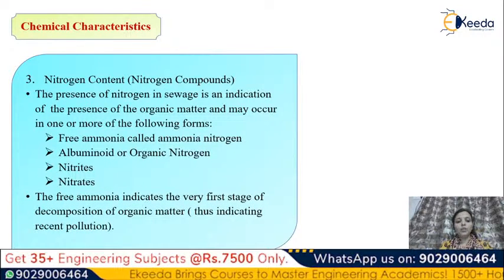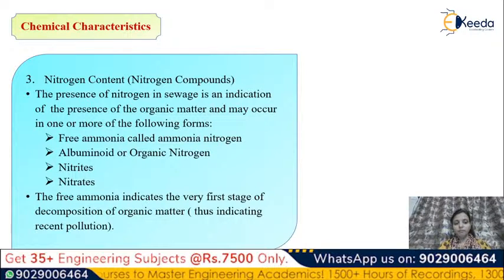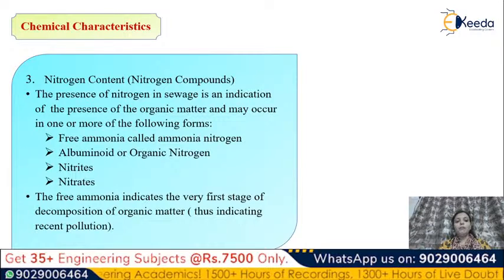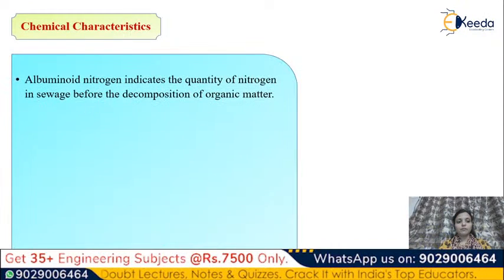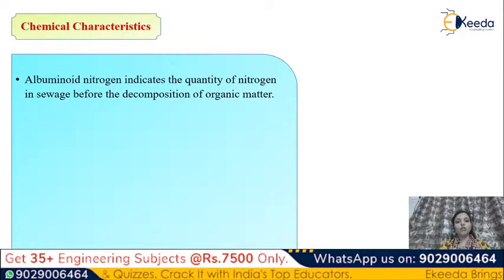The free ammonia indicates the very first stage of decomposition of organic matter. When the decomposition starts, there will be the presence of free ammonia. But after some specific time duration, when that process is finished, the free ammonia will disappear. The albuminoid or organic nitrogen indicates the quantity of nitrogen in sewage before the decomposition of organic matter.